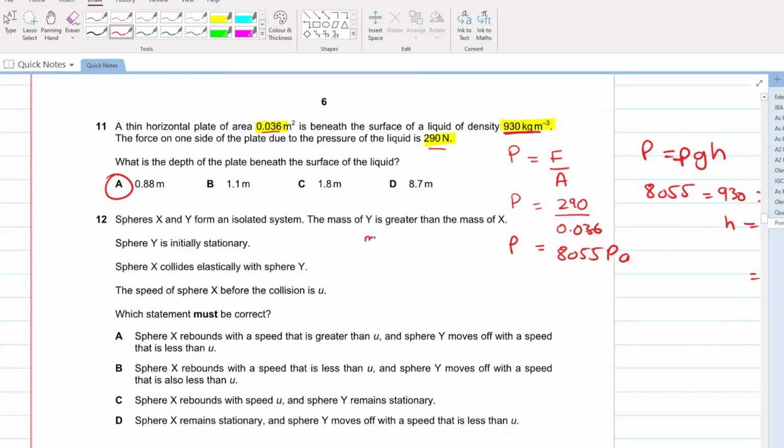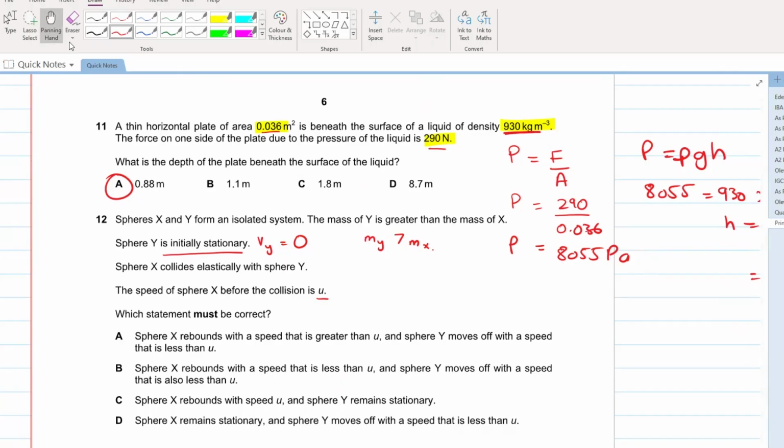Let's write it here. Mass of y is greater than the mass of x. Sphere y is initially stationary, meaning the velocity of sphere y is 0. Sphere x collides elastically with sphere y. The speed of sphere x before collision is u.